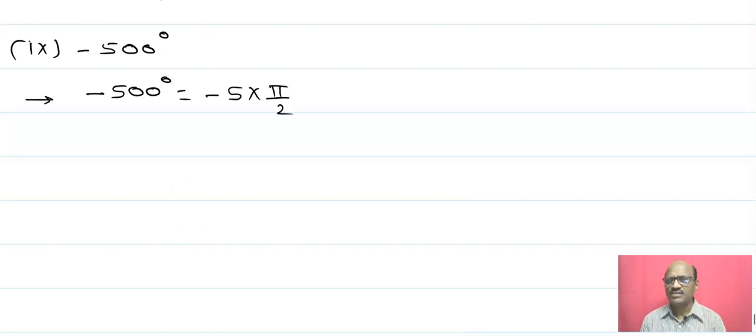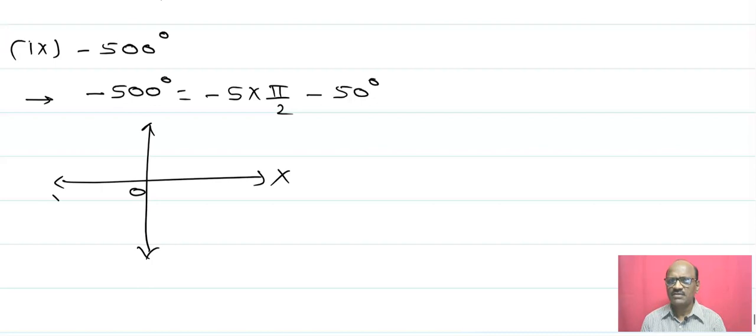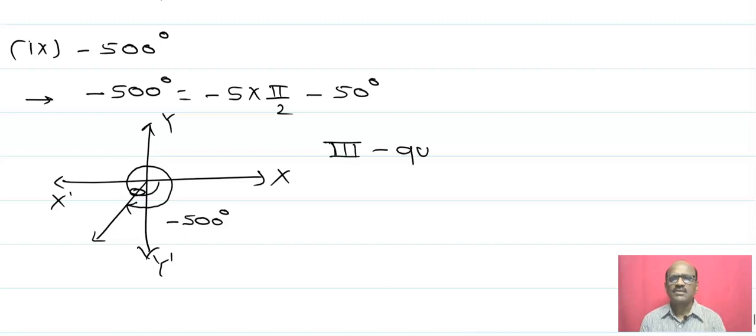I am writing this in this fashion. That is minus 5 pi by 2 minus 50. Now see this, minus 5 pi by 2. How it goes now? First pi by 2, second, third, fourth, fifth, and last is the third quadrant. In the third quadrant, that is minus 500. It is the third quadrant.